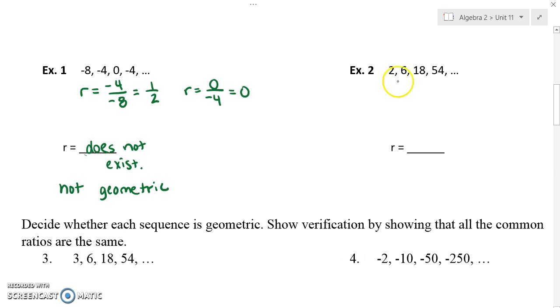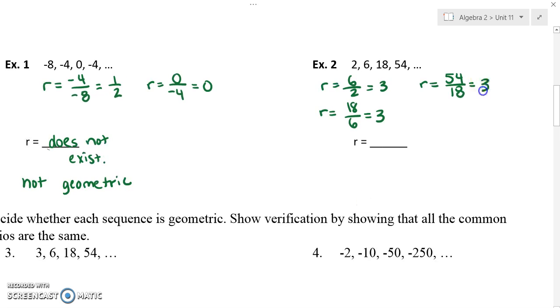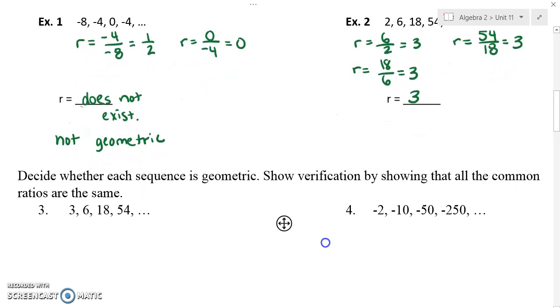In example 2, they're giving us values again, so I'm just going to try to find the r number. Second number divided by 2, that's 3. I want to do the same thing again. Third number divided by the second number, that's 3 as well. That's a good sign. Let's try that one more time. What about 54 divided by 18? Is that 3 as well? And that is 3. So since all of the common ratios are 3, that means it's common. And the common ratio is 3, and that sequence is geometric. All right, let's look at the next one.